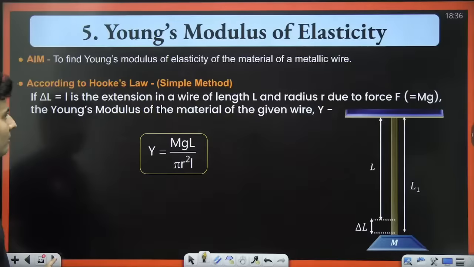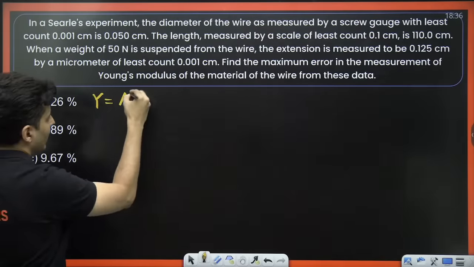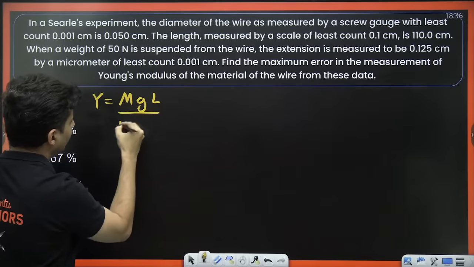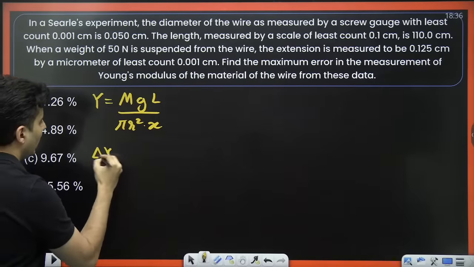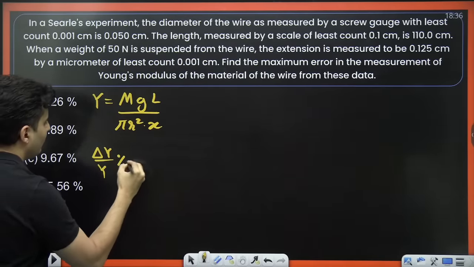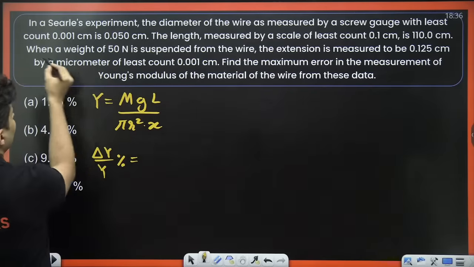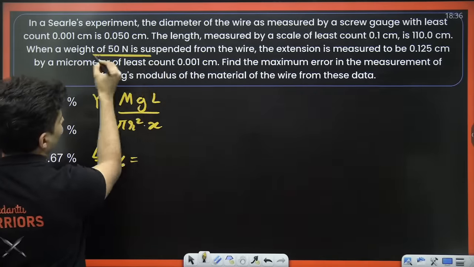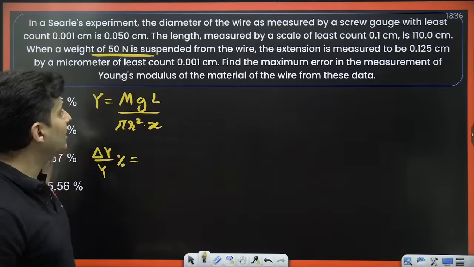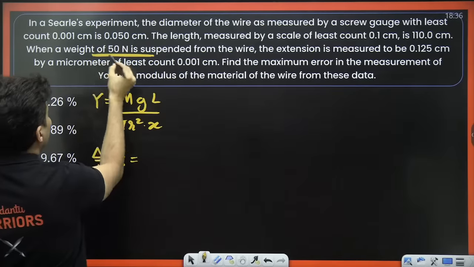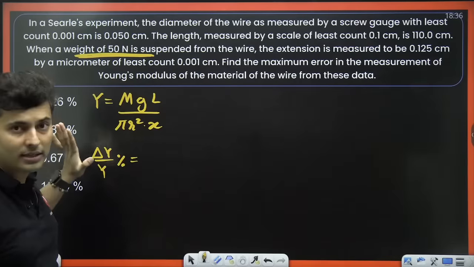You can see right over here. So start off with the formula of Young's modulus. It is mg times length divided by pi r square into extension. So the error in Y percentage wise will be, mass does not have an error. Notice 50 newton is a fixed value. There is no error in the mass, so ignore that mass. Even g does not have error because it is not given. The total weight is only mg, which is 50 newton. So no error in mass, no error in g.